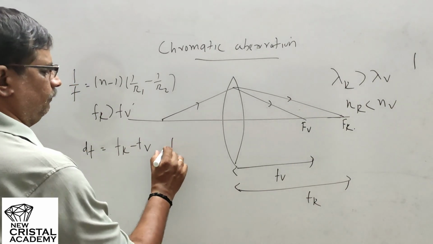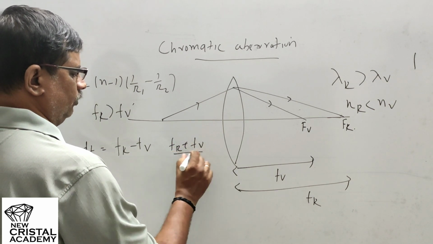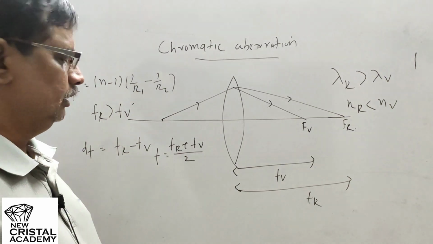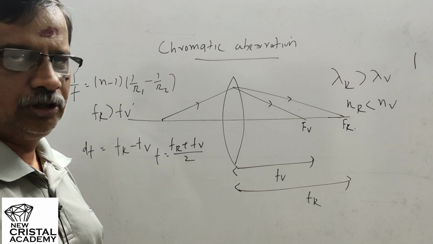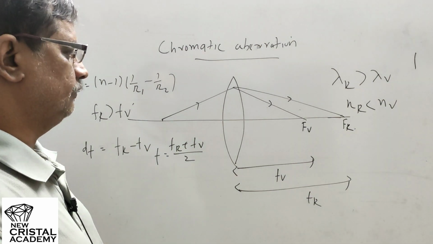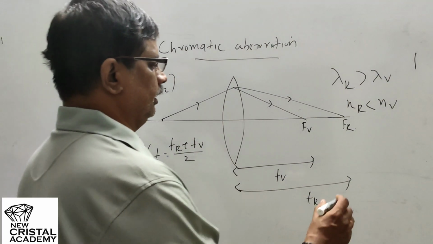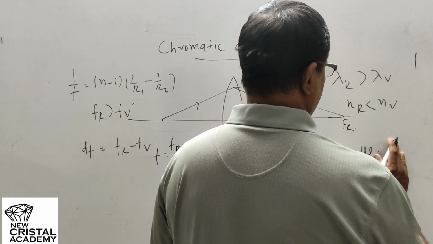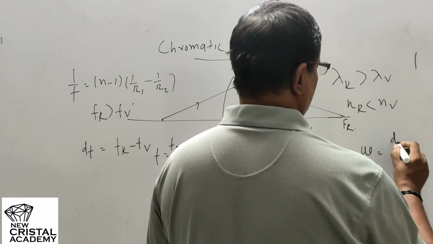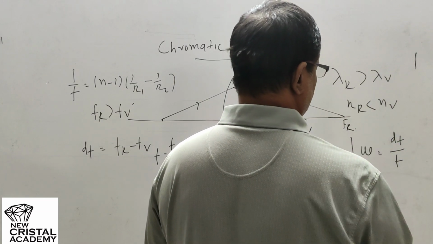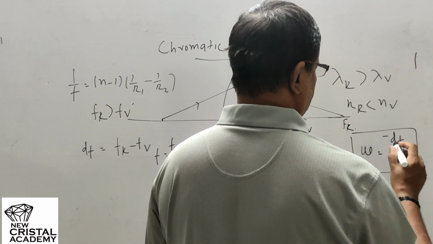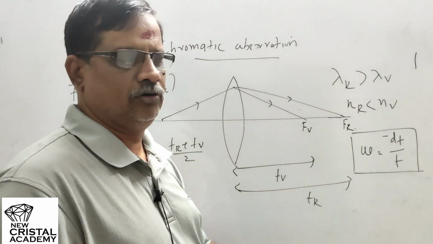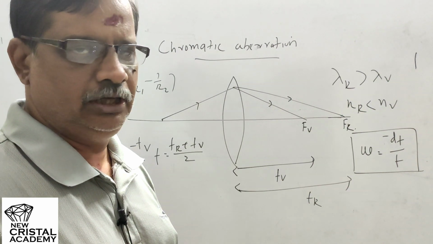And fr plus fv by 2 is the mean focal length. Fr minus fv is a measure of longitudinal chromatic aberration and fr plus fv by 2 is the mean focal length. Then the ratio of the two, that is fr minus fv and fr plus fv by 2, or df by f, is called the dispersive power of the material of the lens, with a negative sign. So minus df by f is called the dispersive power of the material of the lens.